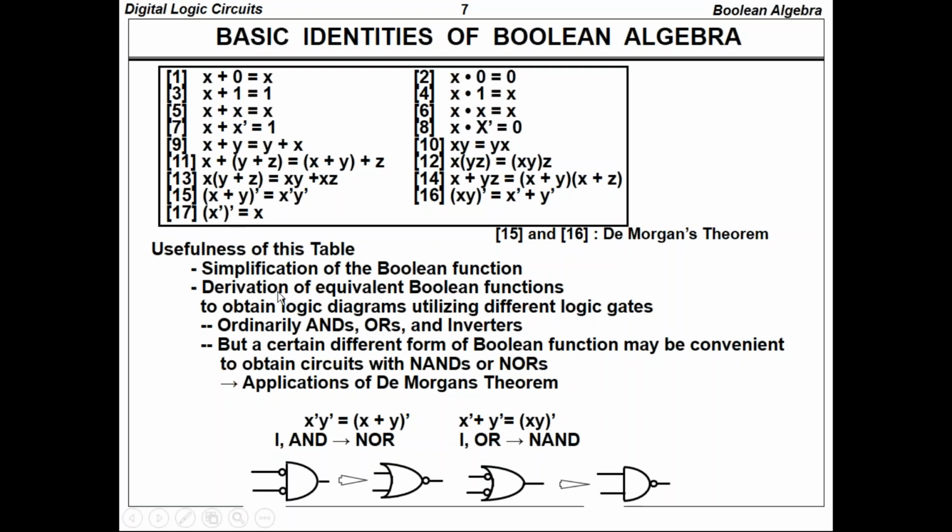So next one is De Morgan's theorem. What is the necessity of De Morgan's theorem? Simplification of the Boolean function. So what does it actually state? Simplify it by dividing the equation and combining it later.